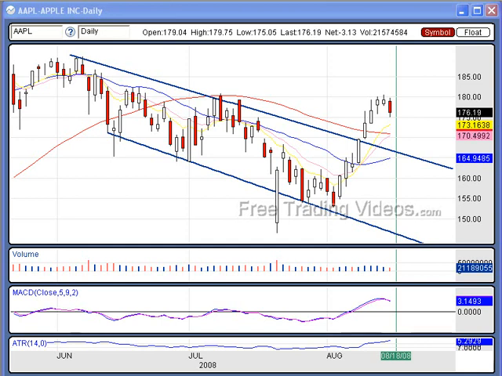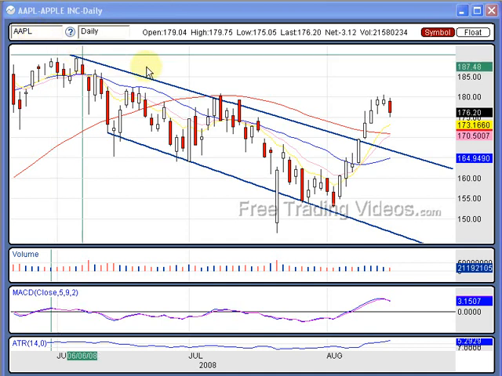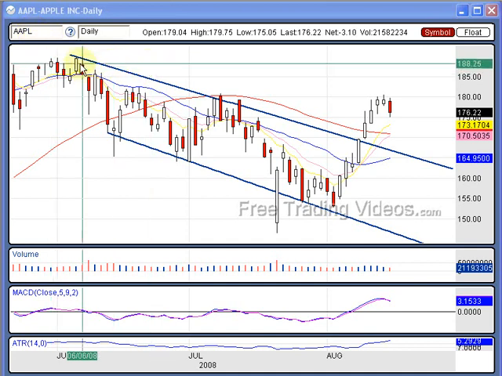And let's take a gander at Apple, AAPL. Let's just do some in-depth technical analysis on this and just get an idea of what might be happening. I drew a couple trend lines. The last two swing highs, major swing highs, here and here.